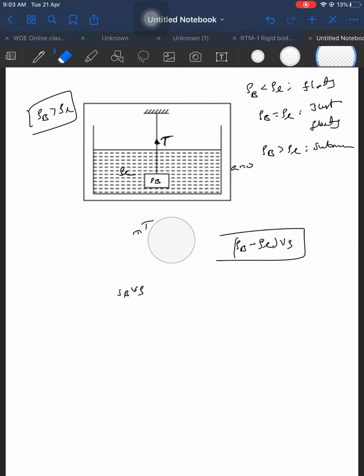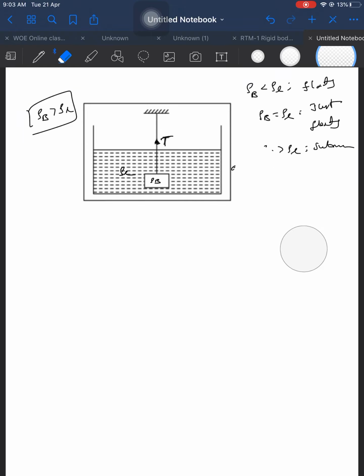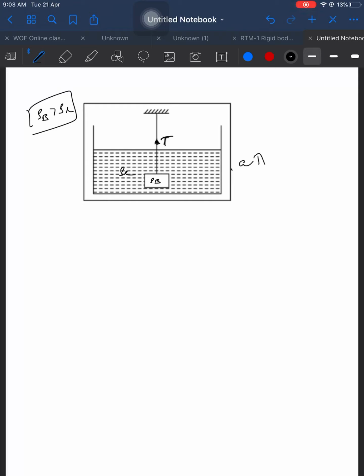A body is moving upwards with acceleration a. I am erasing everything. Moving upwards with acceleration a. When the body is moving with acceleration a, see clearly, the tension T, the downward force mg which is rho b into volume into g, and the buoyancy force acting on it. In the previous video we have seen that when a body is moving upwards, the buoyancy force is rho l into v into (a plus g), as it's moving with upward acceleration a.